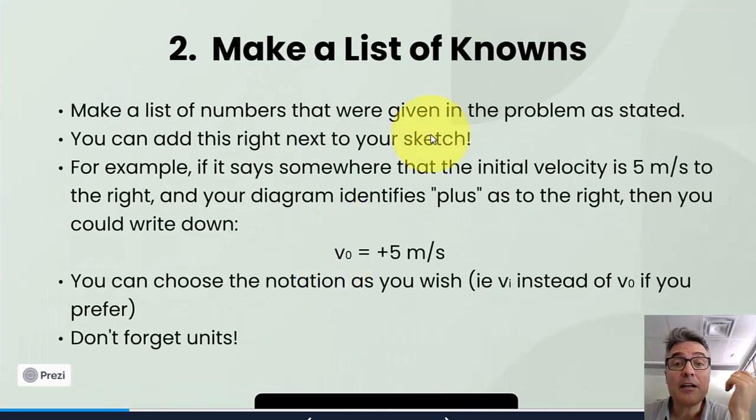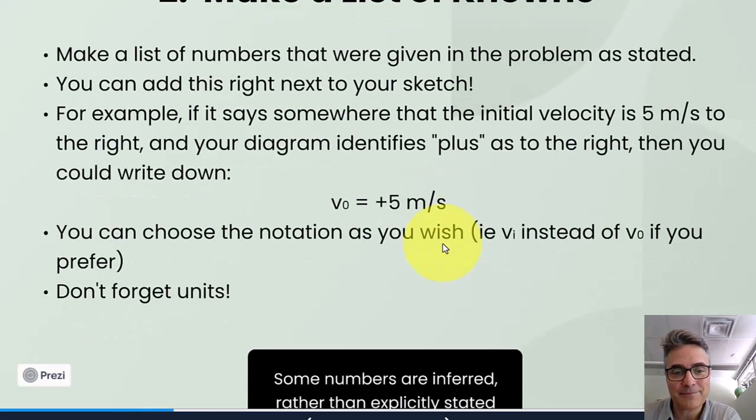Step 2, make a list of knowns. Make a list of numbers that were given in the problem as stated. And you can add this right next to your sketch. For example, if it says somewhere that the initial velocity is 5 meters per second to the right, and on your diagram you identified pluses to the right, then you could write down v sub 0 equals plus 5 meters per second. And you can choose the notation. So you could, if you wanted, put v_i instead of v_0, and don't forget the units.